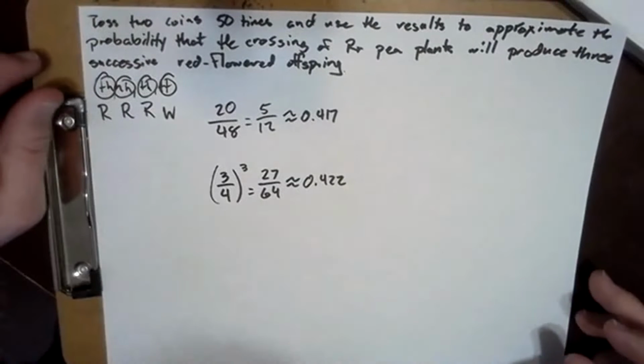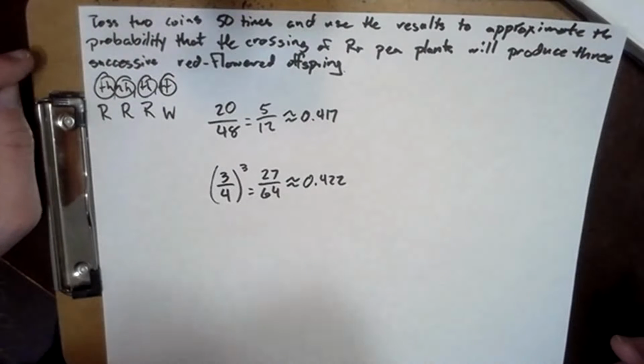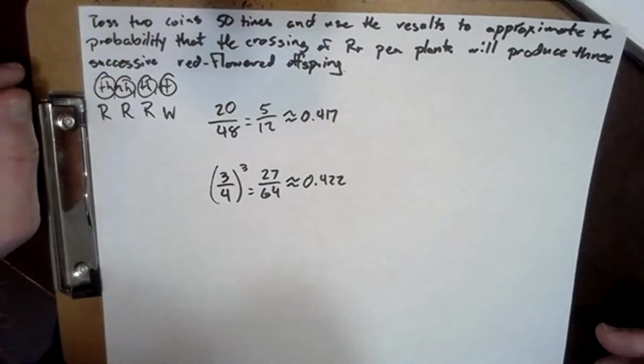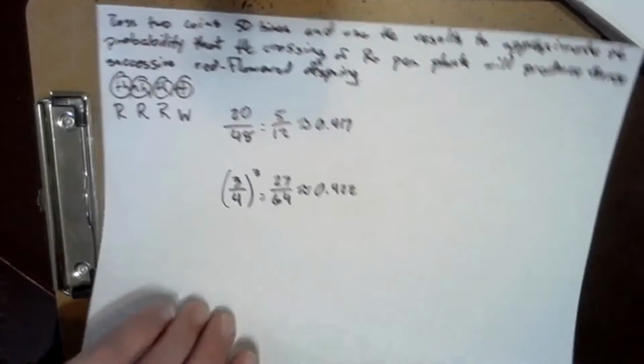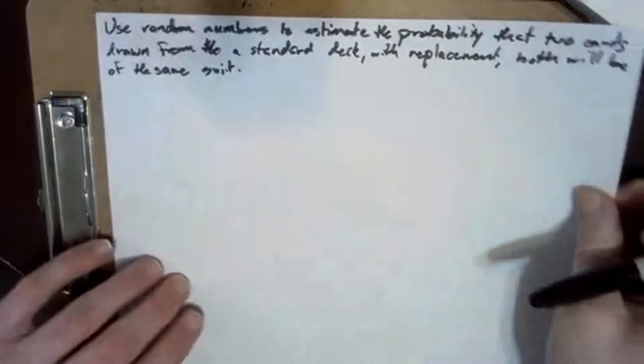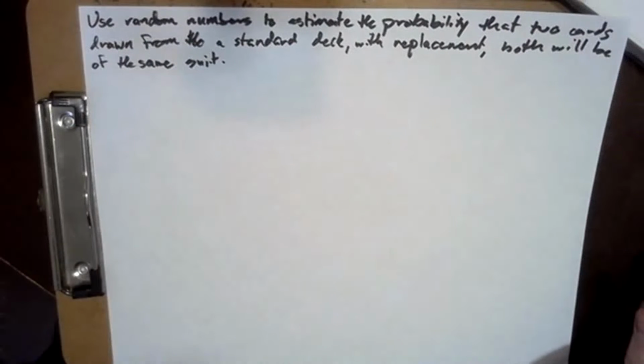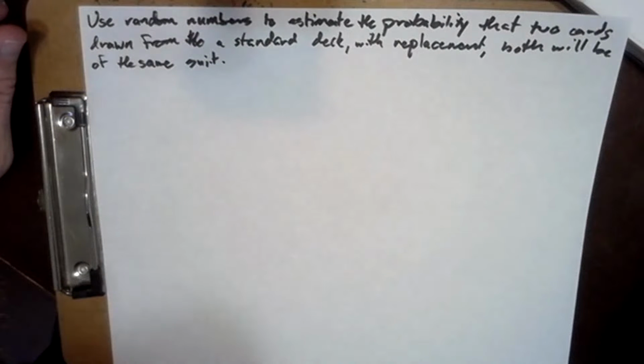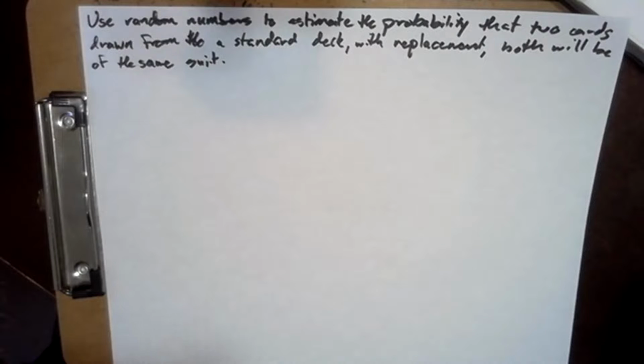Toss 2 coins 50 times and use the results to approximately, that's the wrong page. I'm sorry. I just took the same page that we already went over. We're on this one. Use random numbers to estimate the probability that if 2 cards are drawn from a standard deck with replacement, both will be of the same suit.